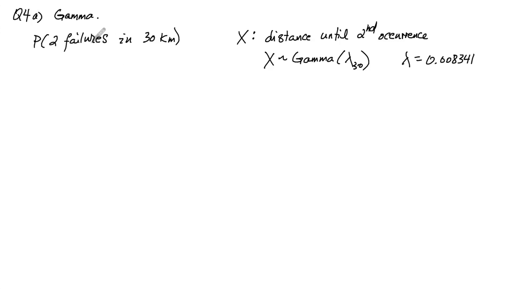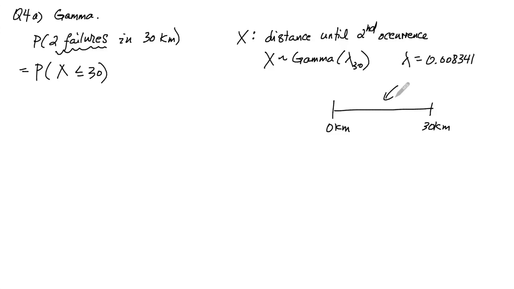Okay, so 2 failures in 30 kilometers is equal to the probability that the distance until the second failure occurring is less than or equal to 30. So this means that if I were to draw a diagram here, if this is 30 kilometers, and obviously this is 0 kilometers, and we have 2 failures in 30 kilometers, it means that both of our failures occur between 0 and 30, which is the same thing as saying that the distance until the second failure is going to be less than 30 kilometers.